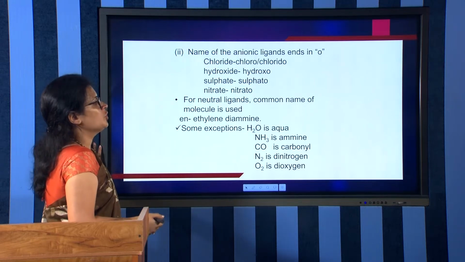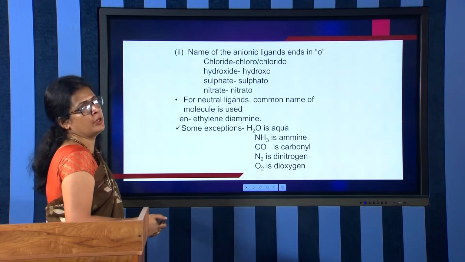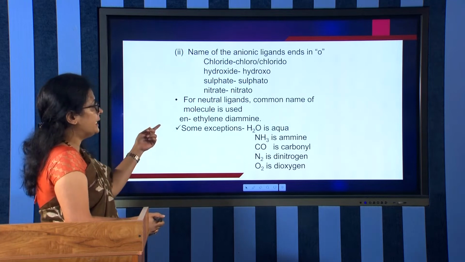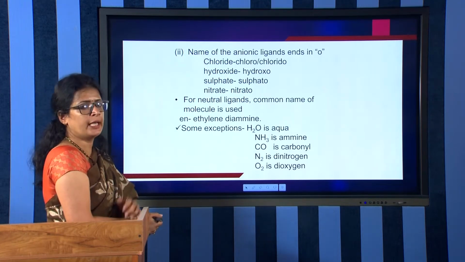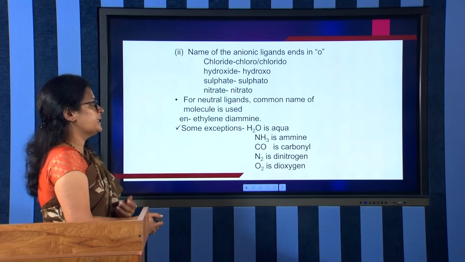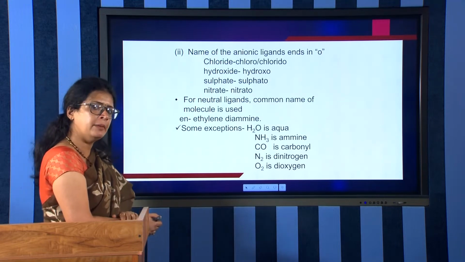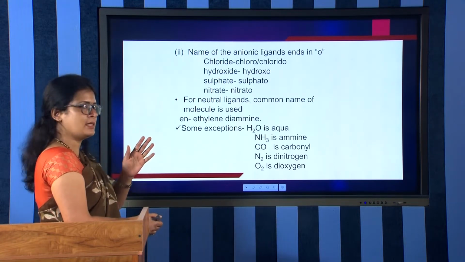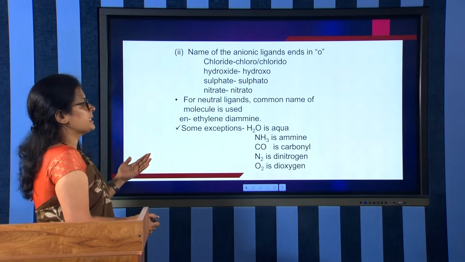And in the case of neutral ligands, the common name of the molecule is used. For example, En is a neutral ligand. It is ethylene diamine itself. While naming, you can use ethylene diamine as such. And some exceptions are there.